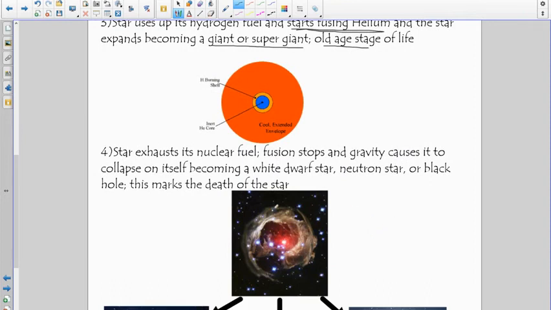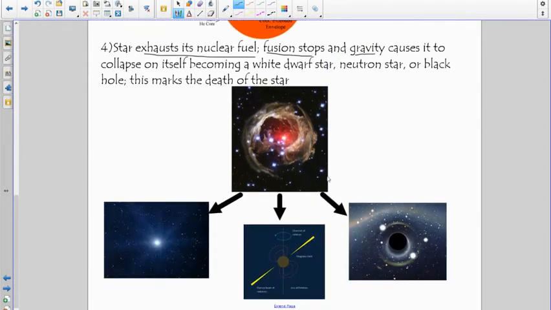Eventually, though, it's going to stop fusing, and gravity will ultimately win the battle and collapse the star. So it exhausts its nuclear fuel, fusion will stop, and gravity will collapse it. And when it does, there are three possible outcomes for the star.